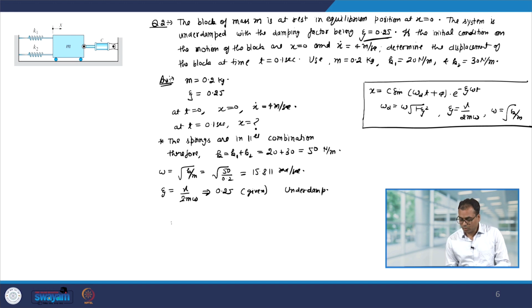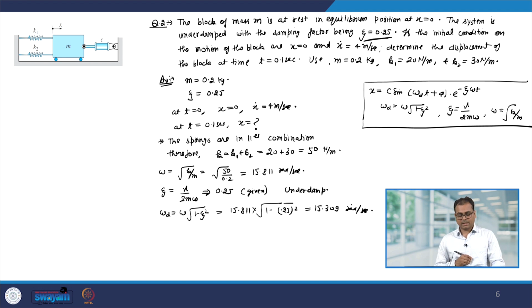Now, let us find out omega d. Omega d will be omega square root 1 minus zeta square. So, omega is 15.811 into square root 1 minus 0.25 square, and that comes out to be 15.309 radian per second.